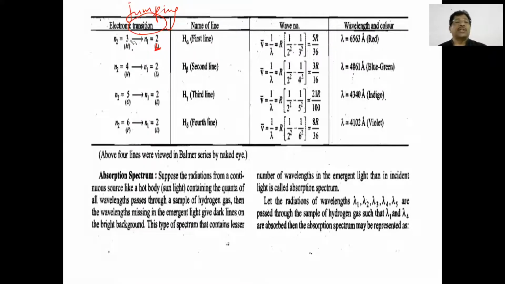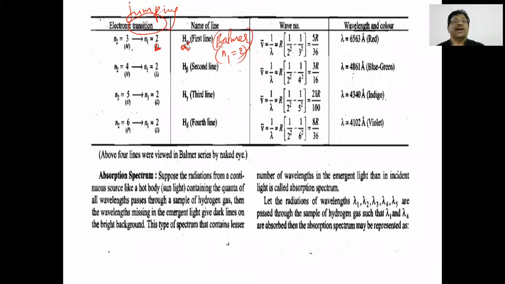When the electron comes from the third orbit to the second orbit, the line is called what? H alpha line of which series? Balmer series. Why is it taken as Balmer series here? The electron is coming to the second orbit. When n1 value is 2, it must be Balmer series. n1 value is always 2 for the Balmer series, remember. And n2 is 3, so it must be the first line. So 3 to 2 is the first line, 4 to 2 is the second line, 5 to 2 is the third line, and so on.